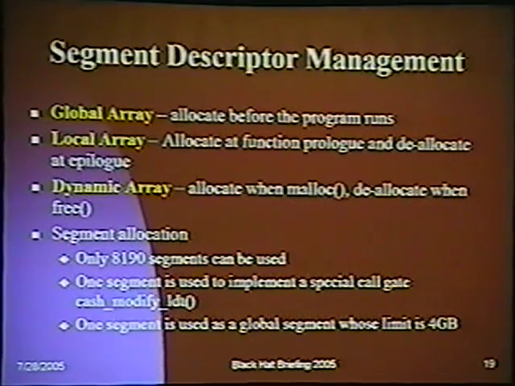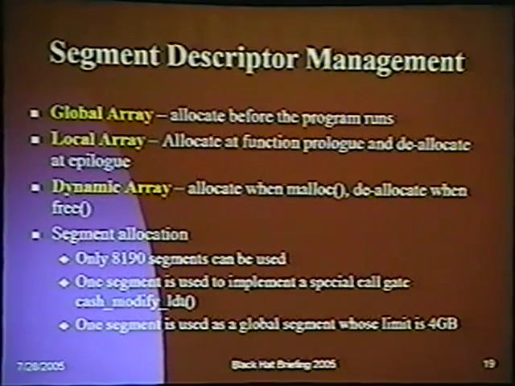So as I say, there are only 8192 segments. 2 of them are already used by us. One is used to implement a special call case called cache modifier LDT. I'll talk about it in a minute. And the other is a fallback segment, whose segment limit is set to 4 GB. That's the entire address space. That essentially says that you don't do any check, right? Because there's no upper and lower bound. It covers the entire address space. Of course, any check is a no-op. So this is meant for fallback. Again, I'll talk about it in a minute.